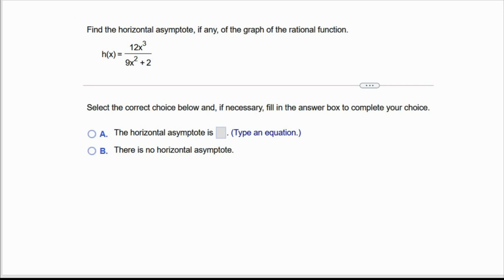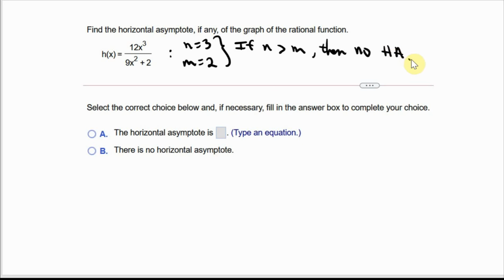Here, find the horizontal asymptote, if any, of the graph of the rational function. Well, the third possibility, notice that n is 3 and m is 2. So the third possibility, if n is greater than m, then no horizontal asymptote. Well, we have that, right? We have 3 is bigger than 2.